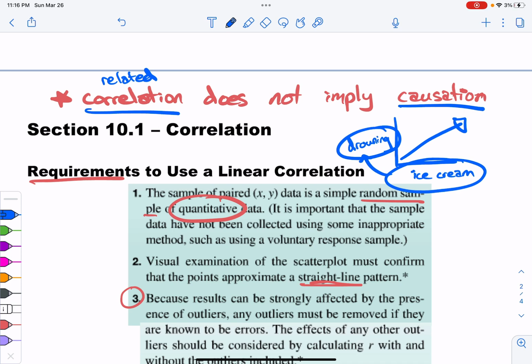The underlying factor is that you eat more ice cream in the summer and more people drown in the summer. So just because those two things are related and they have a linear relationship does not mean that one causes the other one to happen. Okay, so I know that they will ask you some questions like that on your homework, so beware of that. Just because two things are related doesn't mean that one causes the other one.